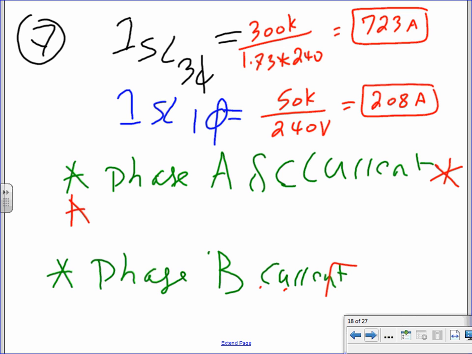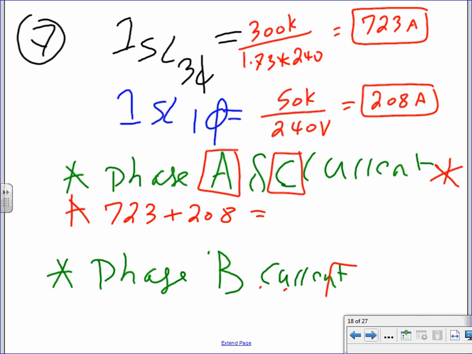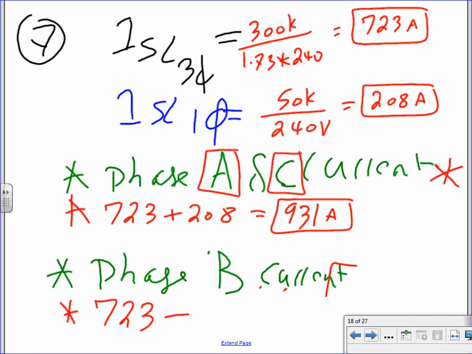208 amps single phase. Now phase A and phase C. I'm going to highlight these. The current in phase A and in phase C will be 723 plus 208, equal, gentlemen, 931 amps. That's the current in phases A and C. Now the current in phase B will be 723 plus a big fat fluffy 0, and that will get you 723 amps.